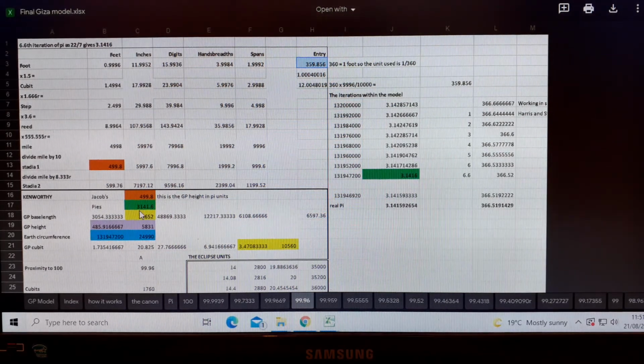So pi here, when we use a foot of 0.9996 feet, which is 11.9952 inches, 15.9936 digits, because everything's being scaled down, we scale down to get this Jacob unit of 499.8 times 44/7, giving pi as 3.1416. And that's how this Giza model's working.